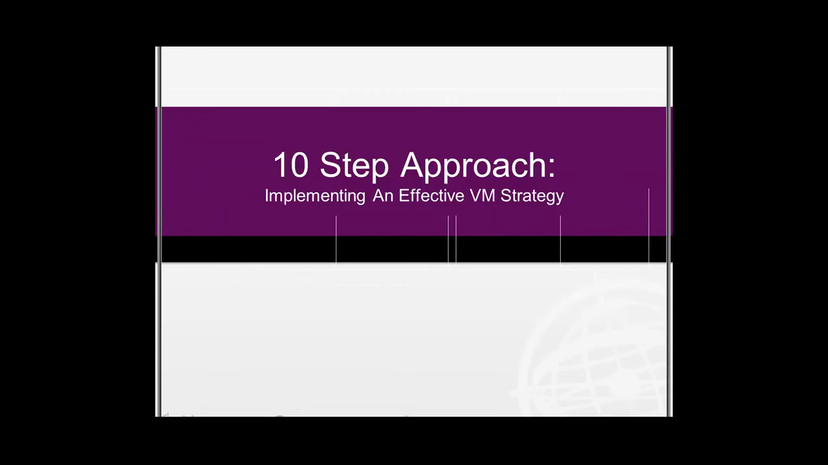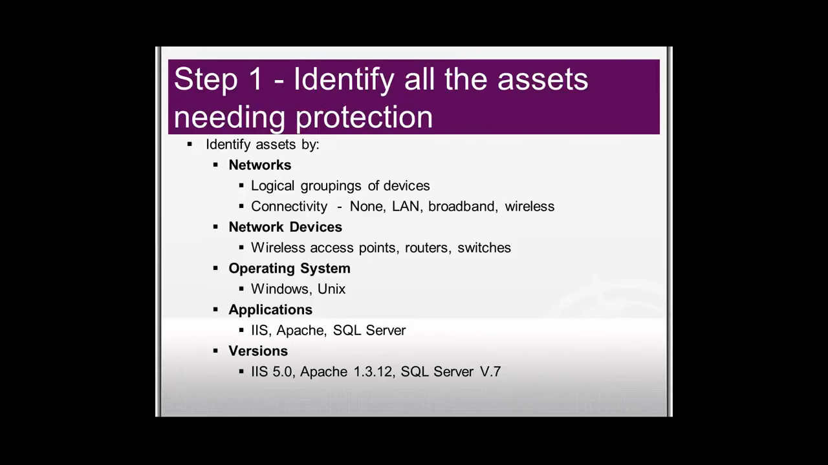So now, in order to deal with these challenges that I just described to you, I'm going to give you a 10-step approach that you can use to implement an effective vulnerability management program in your organization. So hopefully today you will take at least something away with you that you can use. Step one is identify all the assets. I told you you can't do anything before you identify the assets.